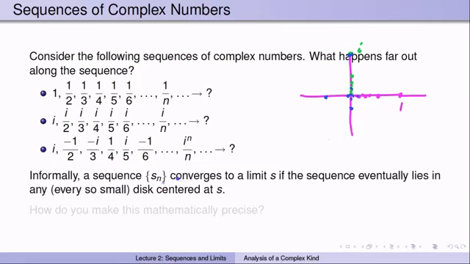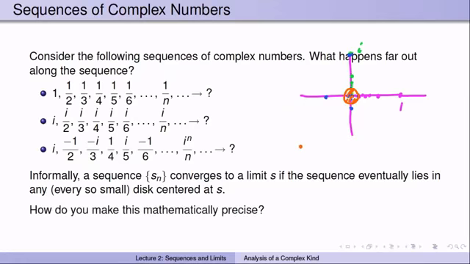Informally, we say a sequence s_n converges to a limit s if the sequence eventually lies in any ever so small disk centered at s. This means that no matter how small a disk I draw around the origin in this example, eventually, far enough out to the right, every element of my sequence is going to be somewhere in this little disk. And if I were to choose a smaller disk, I just have to wait a little bit longer, and eventually the sequence will be found inside that disk.